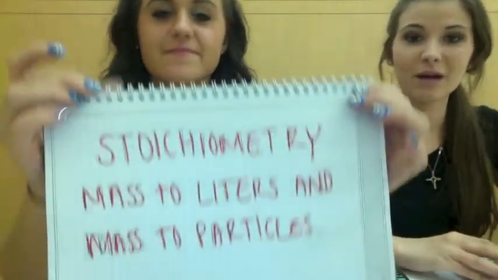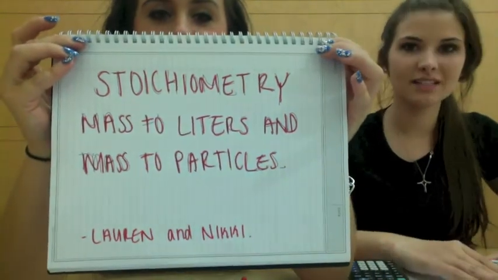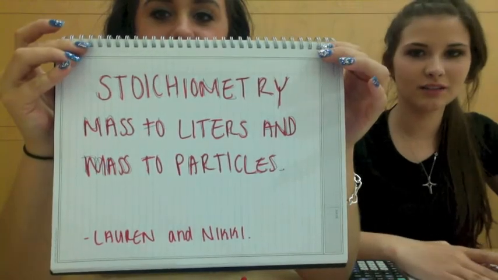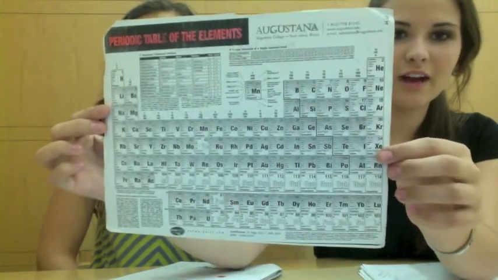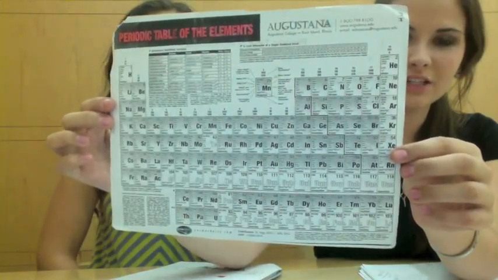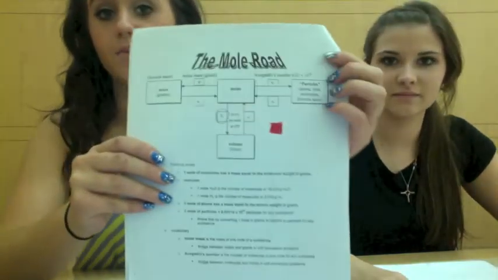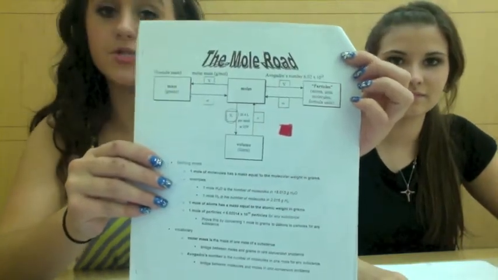The two types of problems we will be doing today are mass to liters and mass to particles. To do these problems, you will need a periodic table, which will be used to find the molar masses of each element. You'll need a mole map to guide you on where to divide or multiply for each unit. And you will also need a calculator to help you solve the problem.